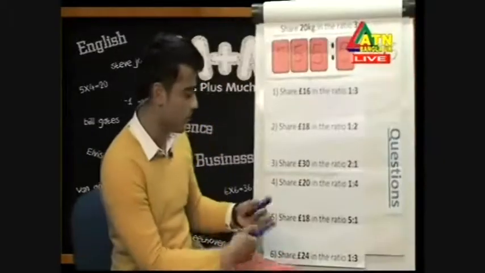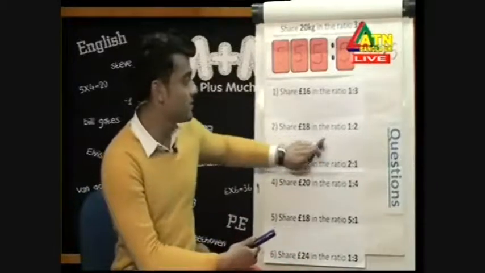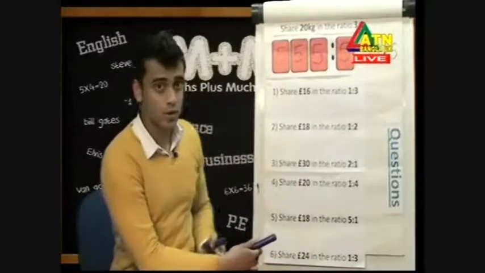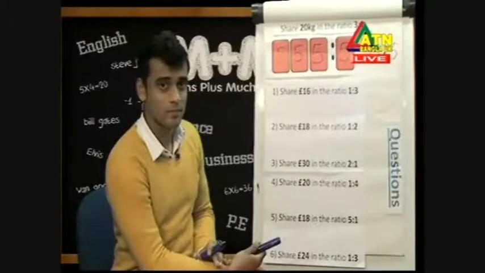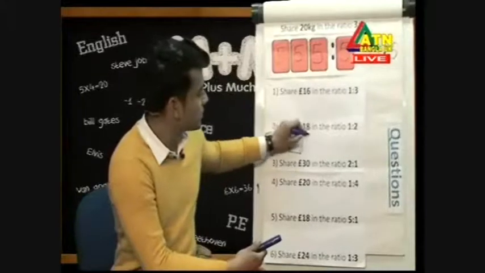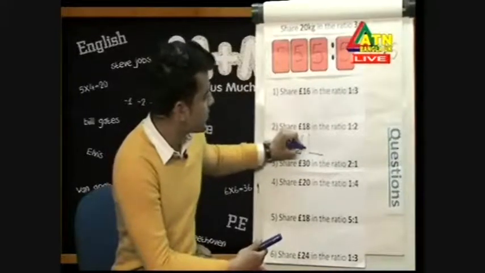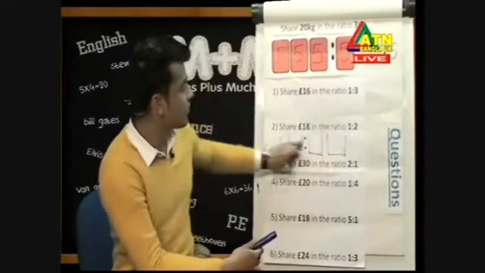Number 2, you've got it. Let's go to the board. I'll see which pen works. There we go. Number 2, 18, split it up in the ratio 1 to 2. Have you had a go at it? I think it's 12 and 6. So if you've got 1 bucket and 2 buckets, altogether you've got 3 buckets.